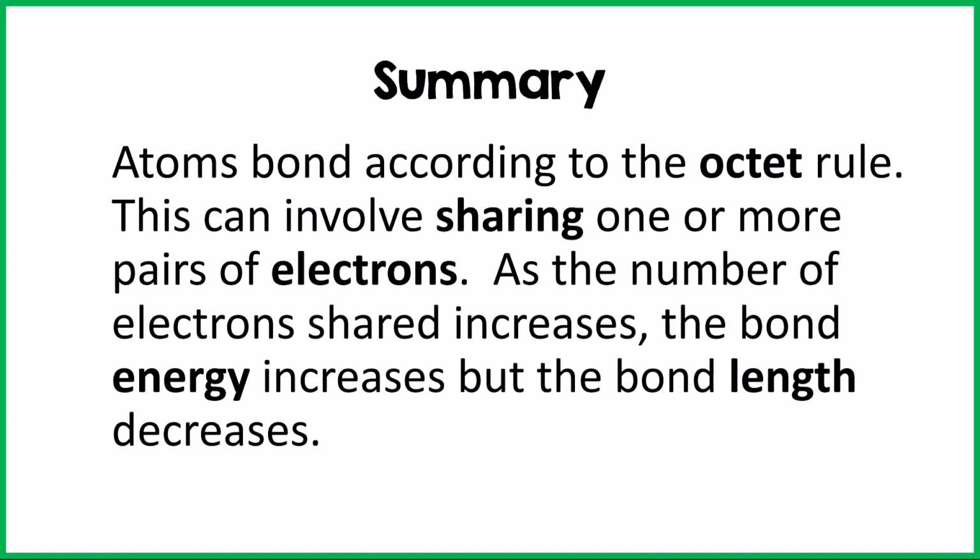In summary, atoms bond according to the octet rule. This can involve sharing 1 or more pairs of electrons. As the number of electrons shared increases, the bond energy increases, but the bond length decreases.